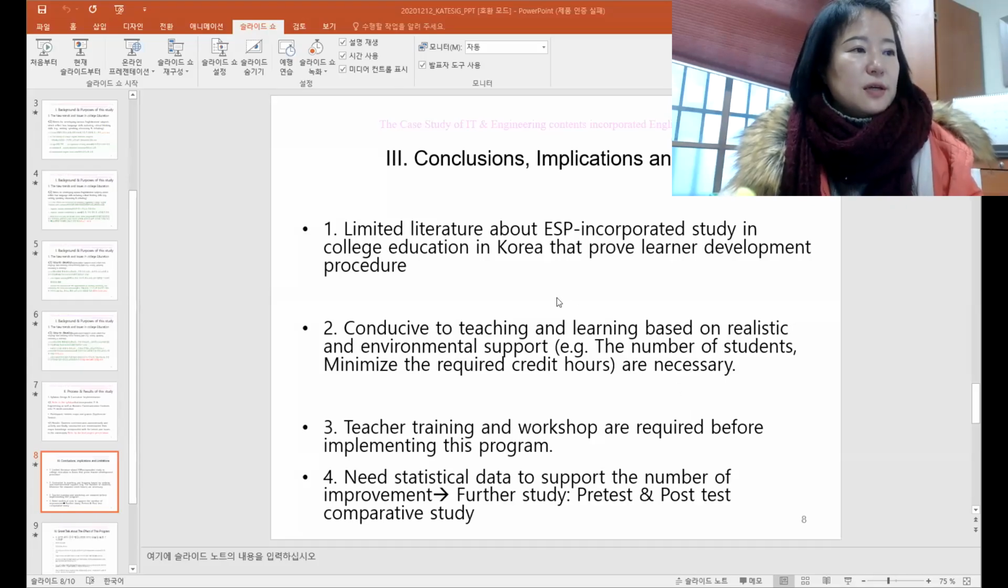So let me show you the result as a real sample. This course was definitely conducive to teaching and learning based upon realistic and environmental supports. But still, we need much more study because there is limited literature about ESD incorporated study in college education in Korea that proves learners' development procedure. And also content knowledge, understanding about the content knowledge and understanding students' needs, needs more teacher training programs and workshops.